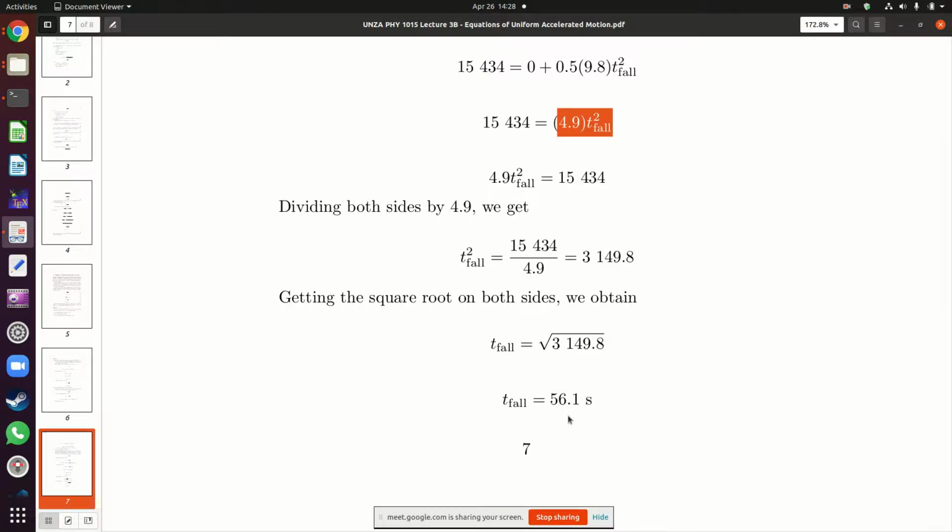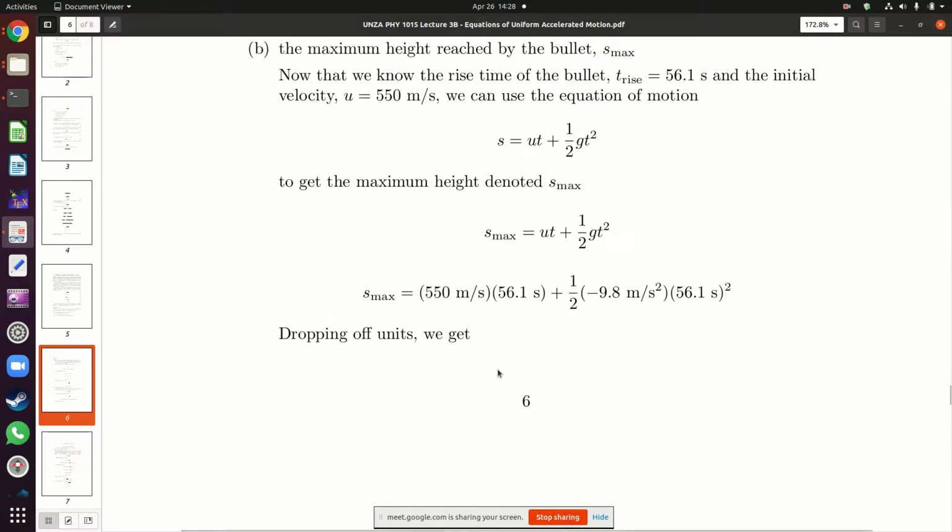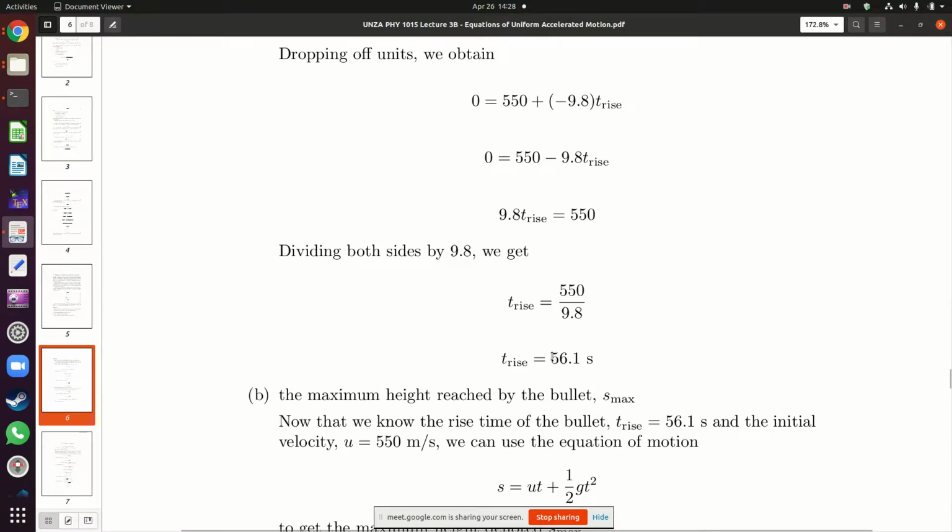So, if we assume that the height through which the bullet falls is the same as the maximum height, then for the bullet to fall from maximum height, it's going to take 56.1 seconds. Now, this 56.1 seconds which you have here is the same as the amount of time it takes the bullet to rise to maximum height, which is here, 56.1.